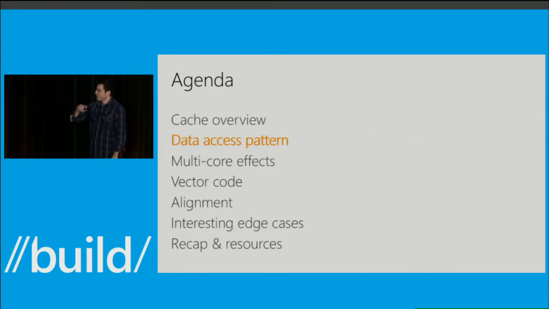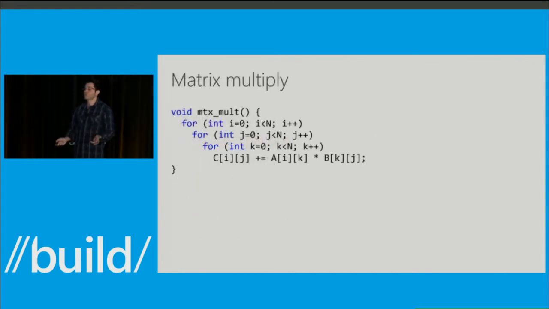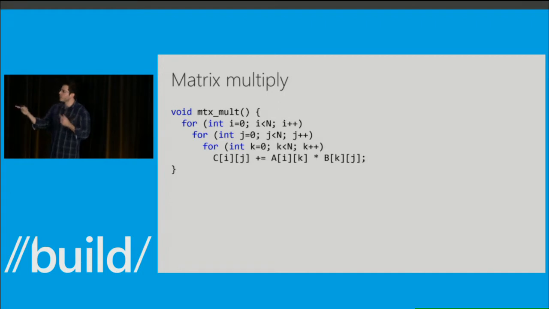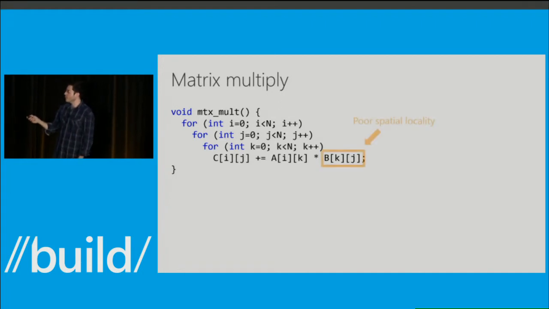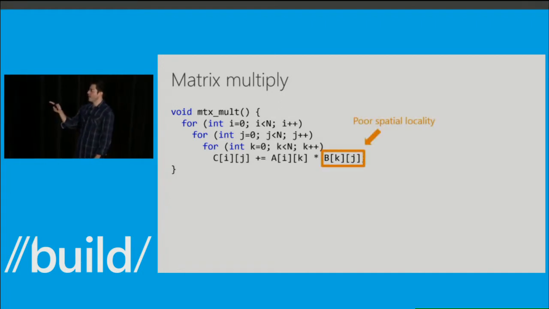So let's get started with an example. The first one I want to talk about is matrix multiply. This is the simple code to take a matrix A, just a 2-dimensional array, multiply it by the matrix B, and put the result in matrix C. This code is really, really, really bad, and it's hard to figure out why just at a glance. But if we look really carefully at that access of B[K][J], that particular access has really, really poor spatial locality in the cache.